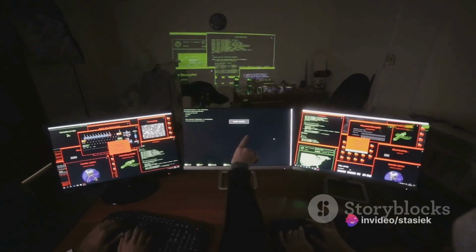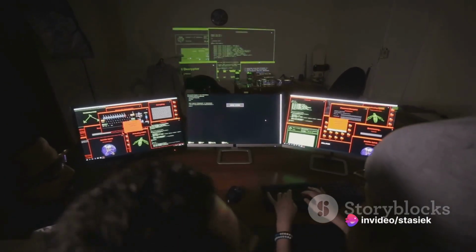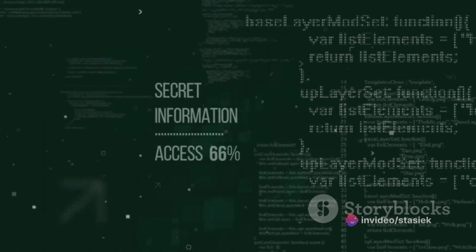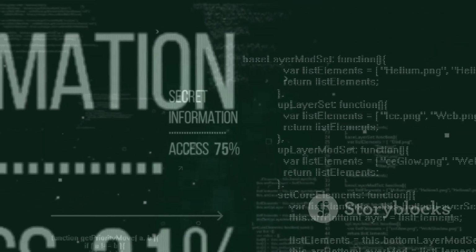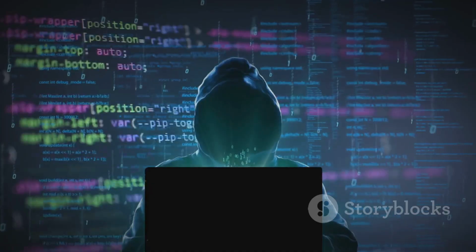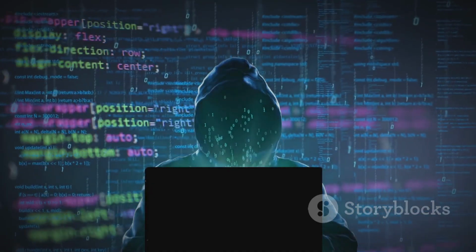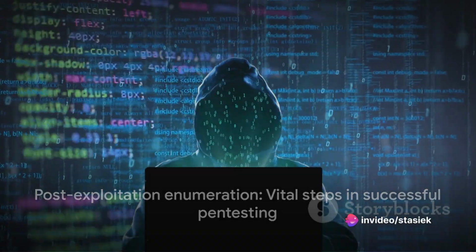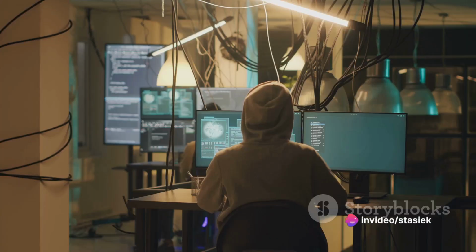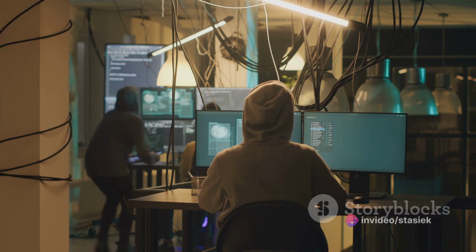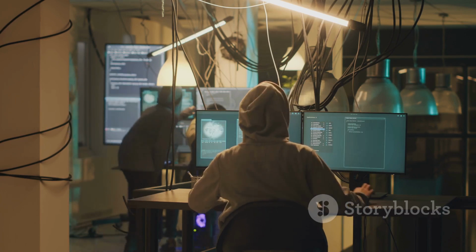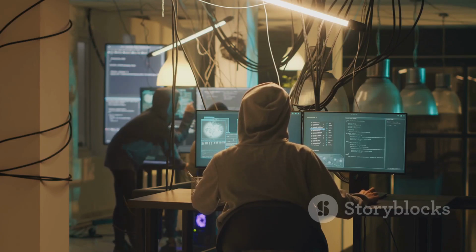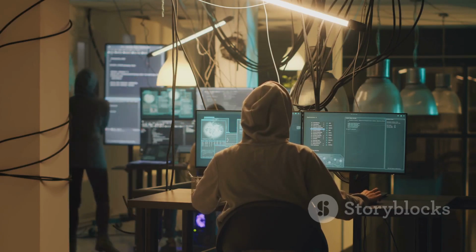Next, we moved laterally, exploring the network, seeking out and seizing further opportunities. We escalated our privileges, gaining deeper control over the system. And finally, we covered our tracks, ensuring our activities remain undetected. Each of these steps, from gaining access to covering tracks, has its unique significance, its role to play. They're like pieces of a puzzle, each crucial to the final picture. Remember, each step in post-exploitation enumeration plays a vital role in successful pentesting.